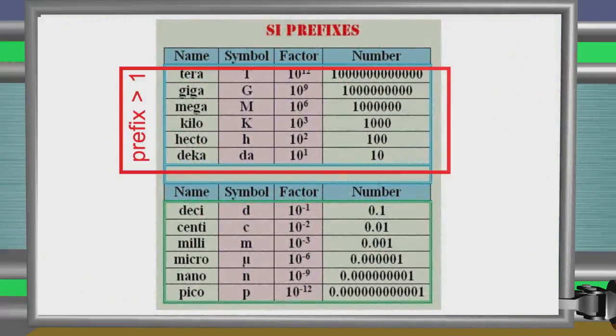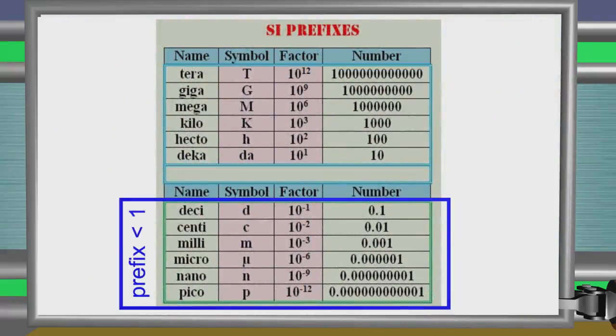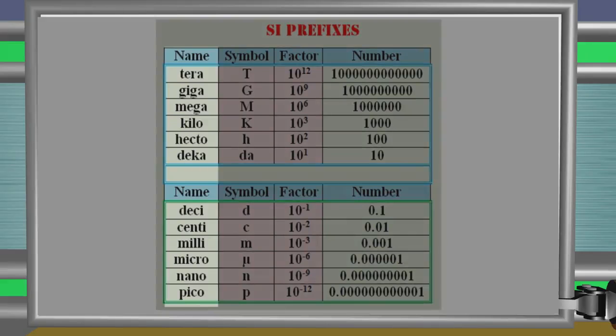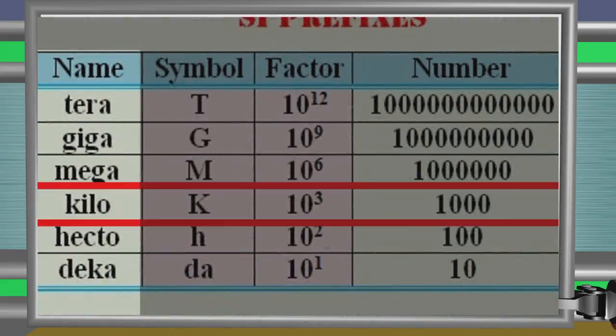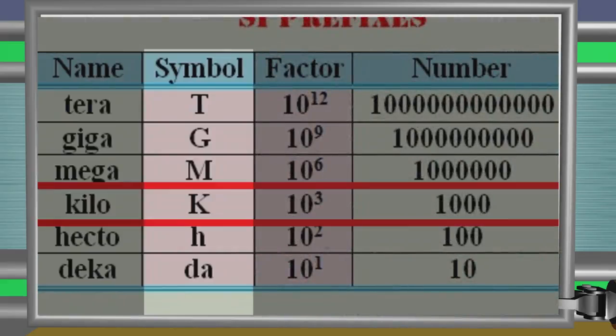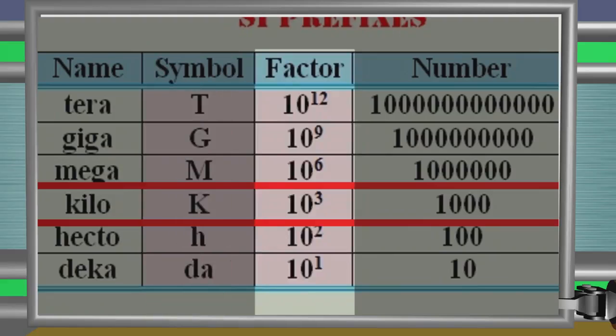This section is for prefixes greater than 1. And this section is for prefixes smaller than 1. In the first column is the prefix name. Take kilo as an example. In the second column is the symbol, denoted by k. The next column shows the factor.